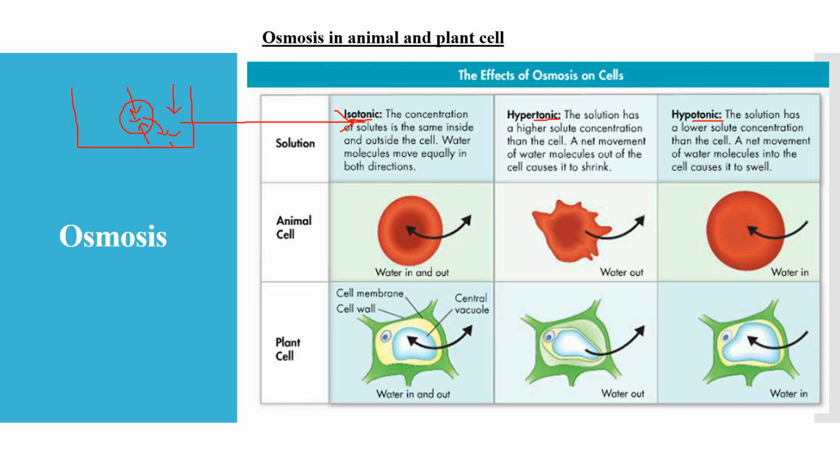So in isotonic, in the solution and inside the cell, the concentration of water molecules is the same. So this is the isotonic solution. Next is hypertonic solution. In case of hypertonic solution, the solution has a higher solute concentration than the cell, and net movement of water molecules out of the cell causes it to shrink.